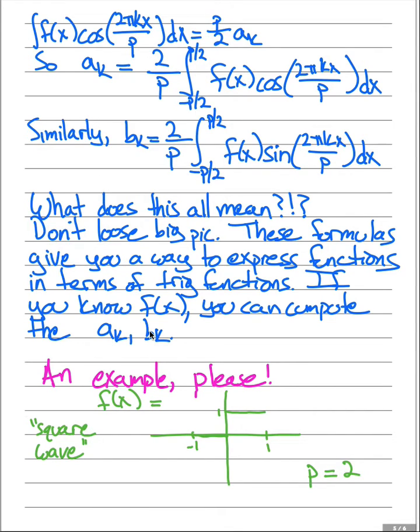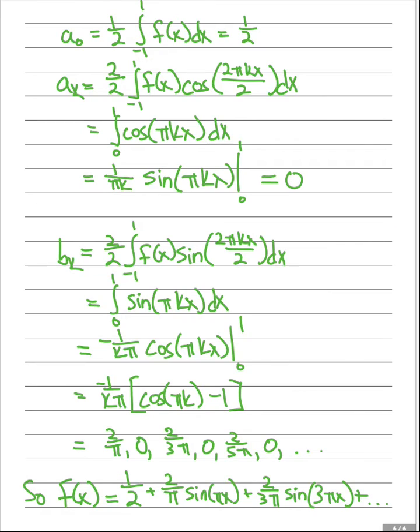I'm going to take a classic problem, which is the square wave. Okay, so this is 0 between minus 1 and 0, and it's 1 between 0 and 1. So the length of our interval here is p equals 2. And this is called the square wave function. We would like to compute the Fourier series. So here's how we do it.